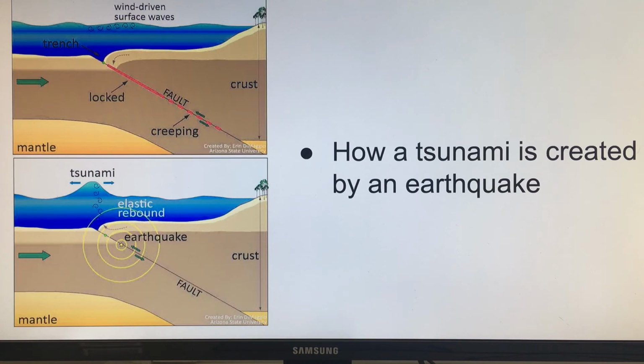Oh, and earthquakes that happen underwater oftentimes occur naturally that way, and that can really be the prime suspect for why a tsunami occurs.